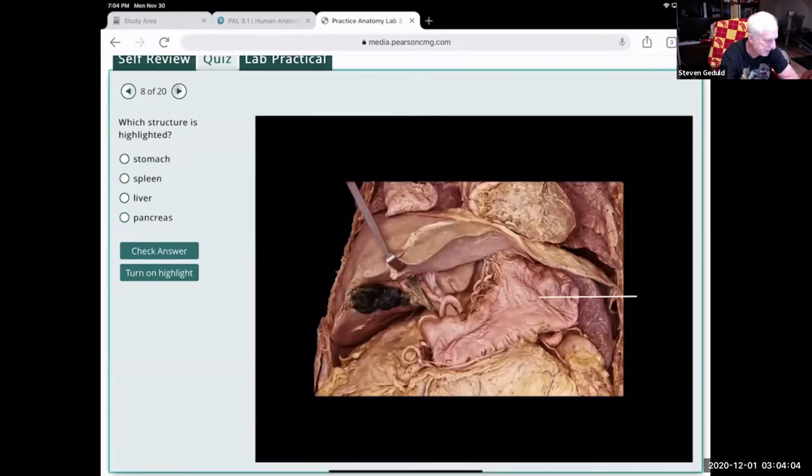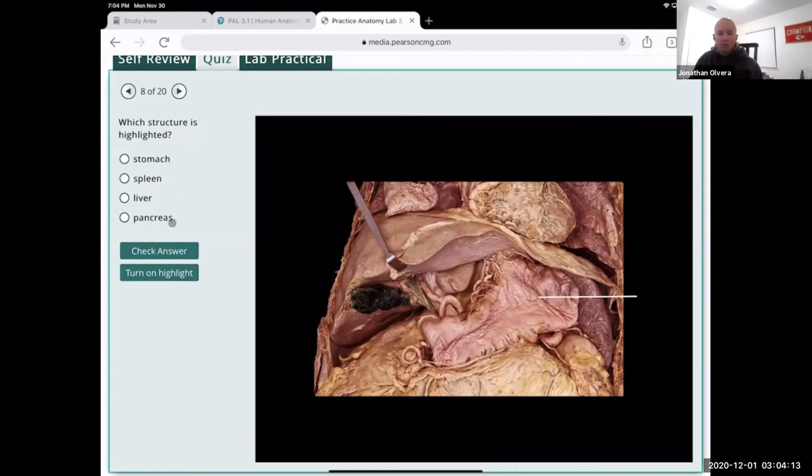Oh, did I put that? Did I go too fast on this way? Was this the same slide? No. Okay. What are we pointing at here?